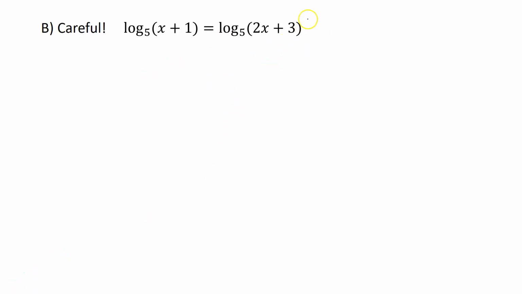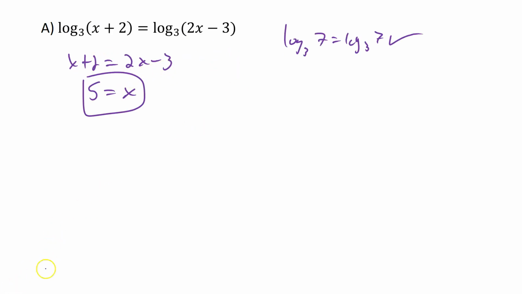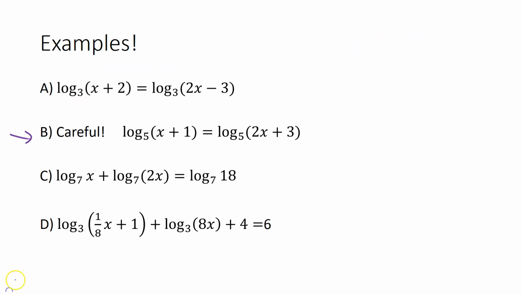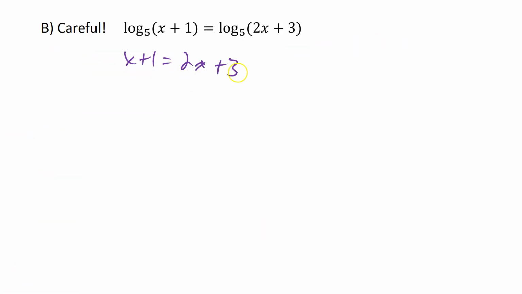Okay. So this is one we got to be careful on. Let's see what happens. Now, that check on the last one might have been a little hint. Let's see what happens here. So we have x plus 1 equals 2x plus 3. Notice the only difference here is that I had 2x minus 3 and x plus 2 over here. They're very similar problems, though. So let's subtract x and subtract 3. So I have negative 2 equals x.